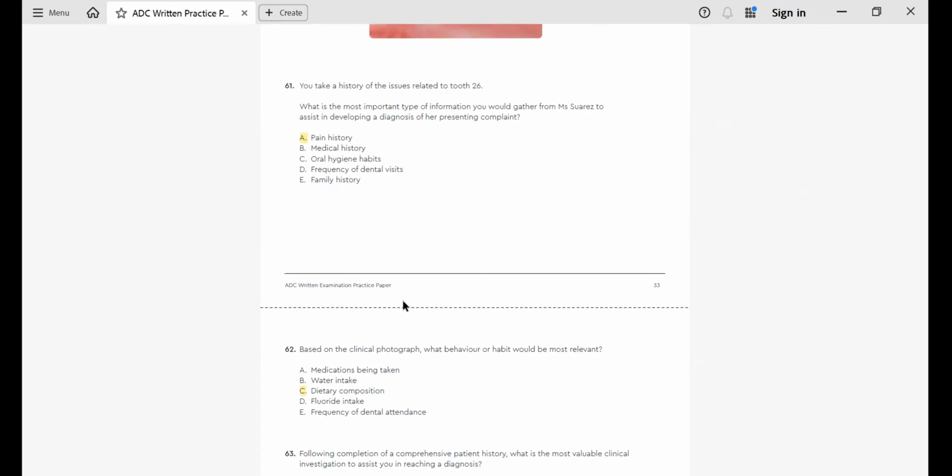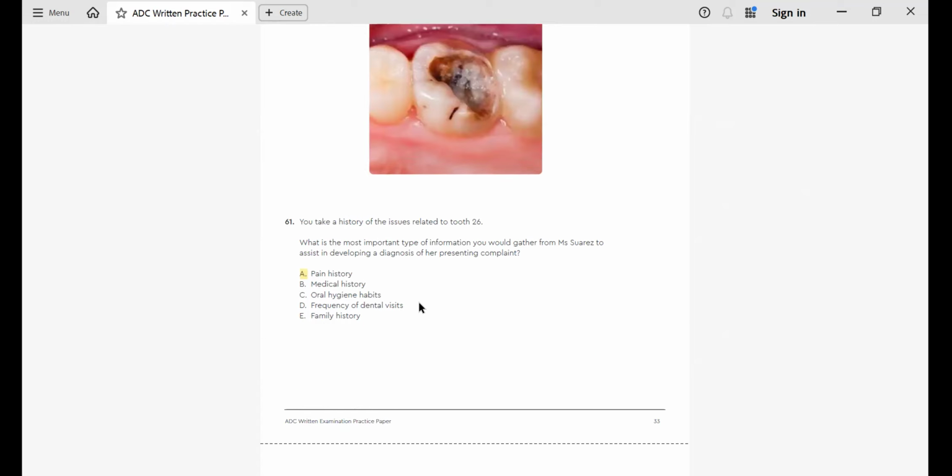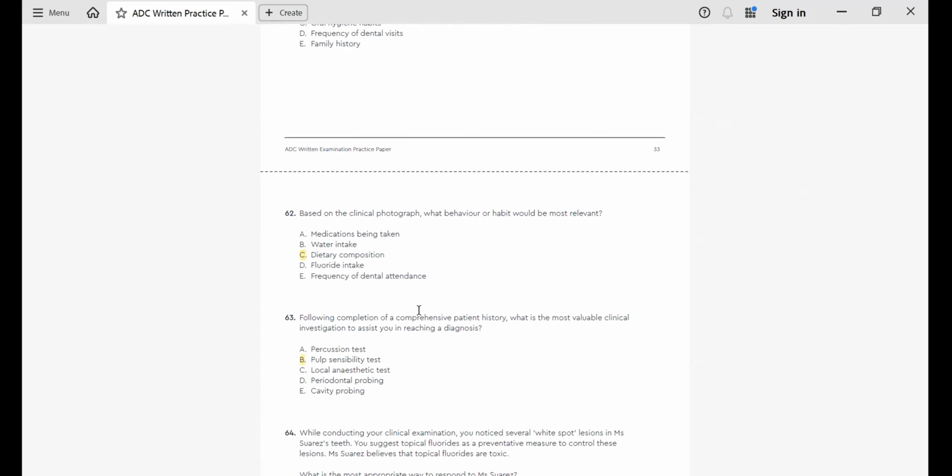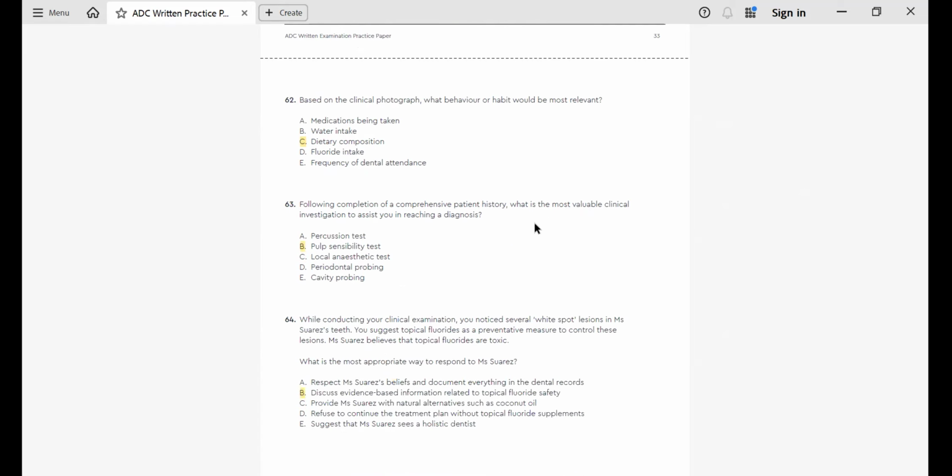Based on the clinical photograph, what behavior or habit would be most relevant? Dietary composition, of course, that's the most relevant for a decay of such extent to be formed. Following completion of comprehensive patient history, what is the most valuable clinical investigation to assist you in reaching a diagnosis? Pulse sensibility testing.